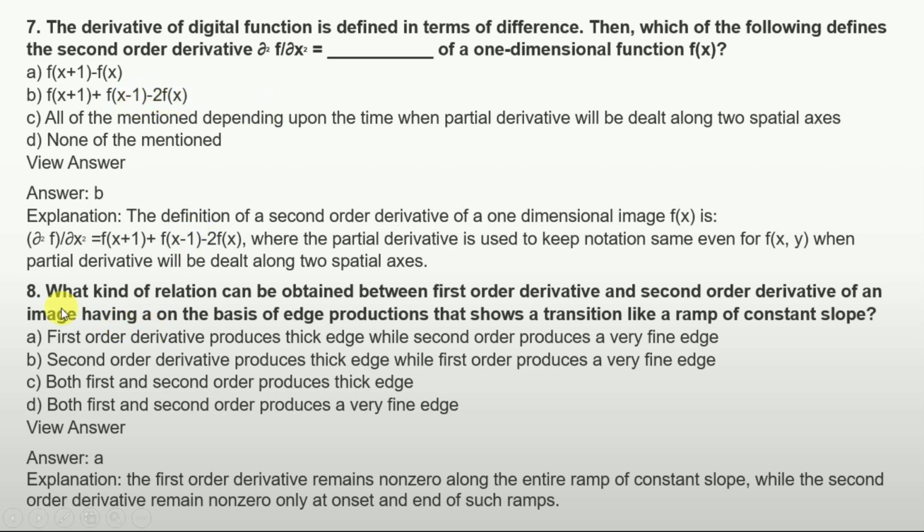Now the question is, what kind of relation can be obtained between first order derivative and second order derivative of an image having a transition like a ramp or constant slopes, on the basis of edge production? So options are very much clear given here. So the answer is option A, that is first order derivative produces thick edge while second order produces a very fine edge.